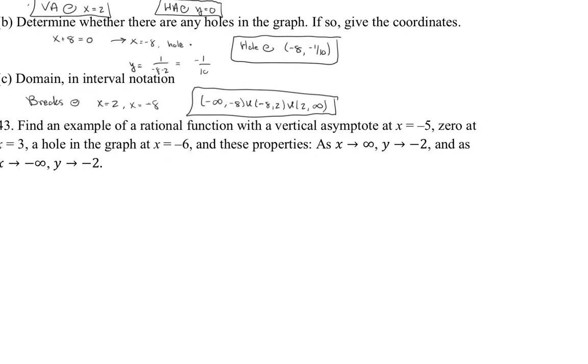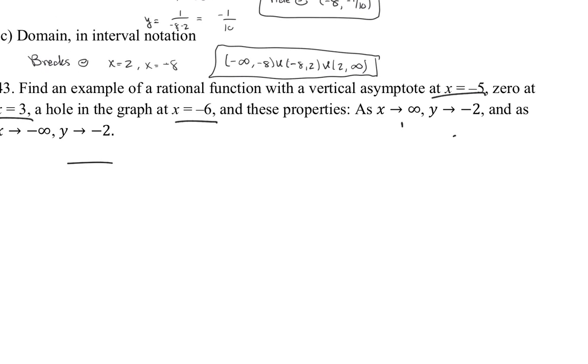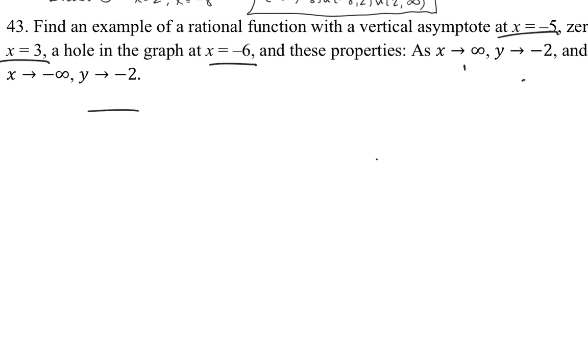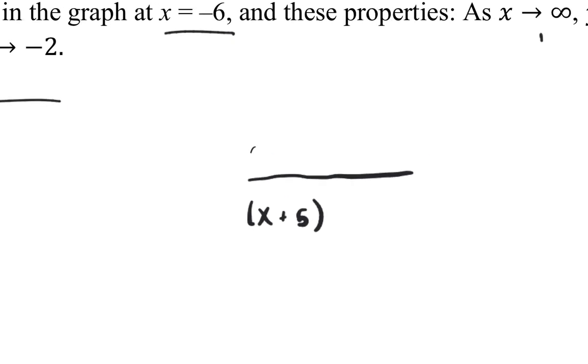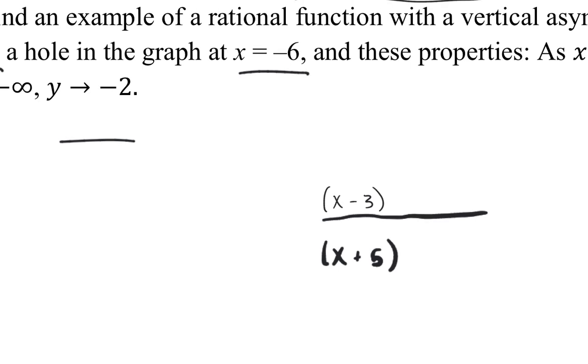Moving on, we want to find an example of a rational function with a vertical asymptote at x equals negative 5, a zero at x equals 3, a hole, and also these properties. So I'm going to say, okay, we know we have a vertical asymptote at x equals negative 5, which means that in our denominator, we should have an x plus 5. We also know we have a zero at x equals 3, which means that in our numerator, we're going to have an x minus 3. And we have a hole here.